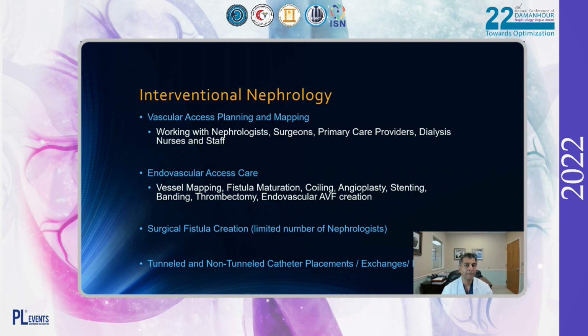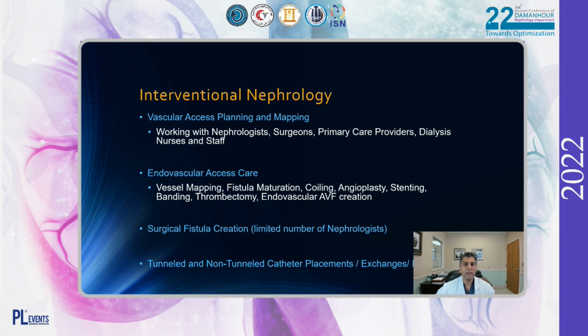We do this through doing vessel mapping and planning for fistula graft creation, fistula maturation procedures where we sometimes have fistulas and grafts that are not maturing well, and we can perform angioplasty to help develop them. We also perform coiling procedures, which we'll speak a little about, angioplasty and stenting. Also banding procedures for high flow fistulas and steal syndrome, which we'll speak a little bit about, and thrombectomies as well. Kind of new to dialysis access for interventional nephrologists is the placement of endovascular AVFs, and we'll show you a little bit about that as well.